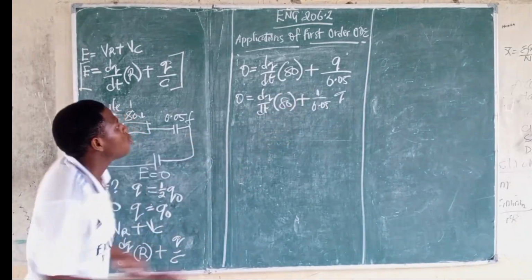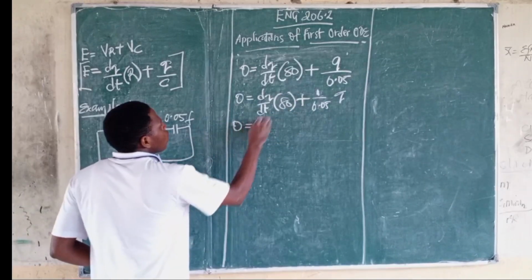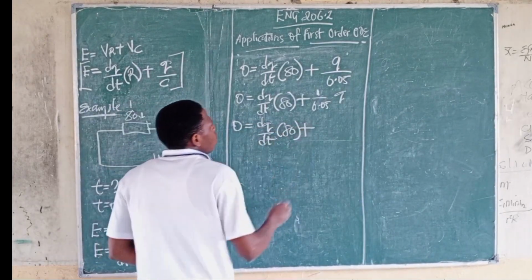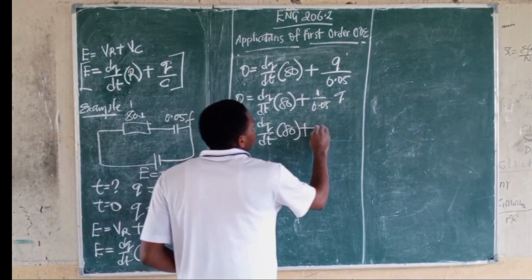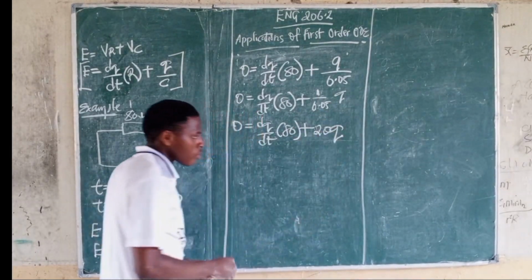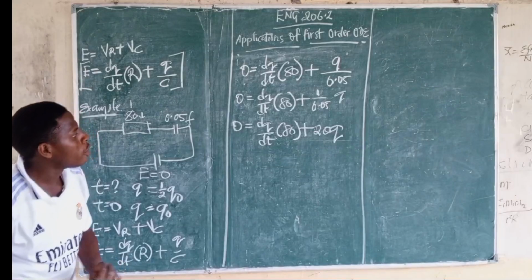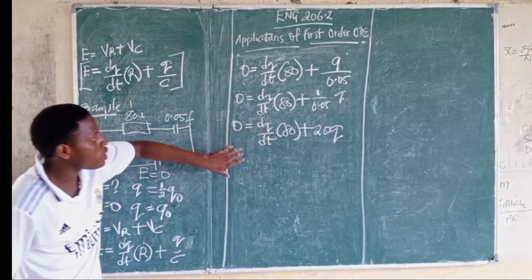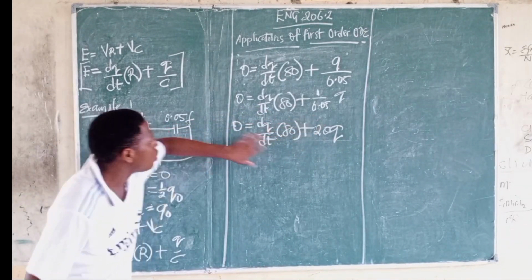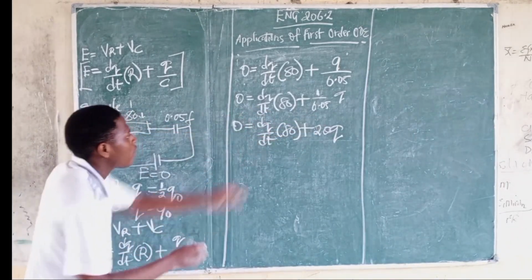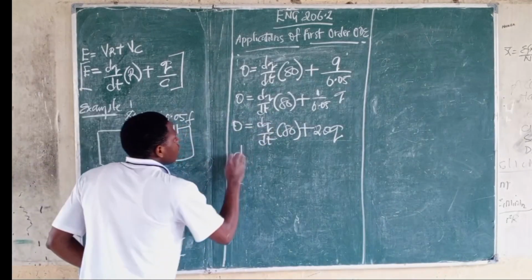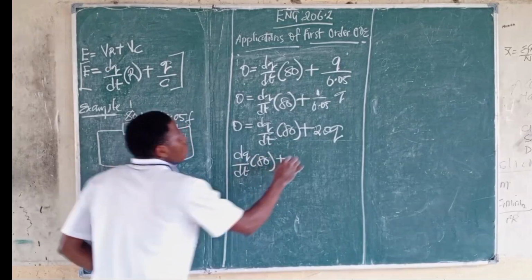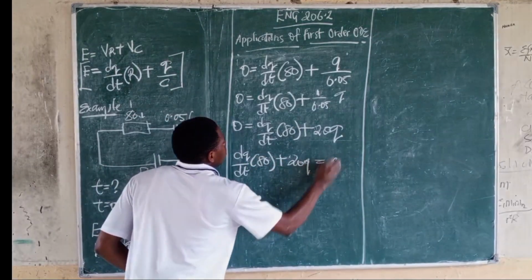If you punch this, you will simply have 0 is equal to dQ over dt bracket 80 plus, 1 over 0.05 is 20 Q. You can rewrite your equation where your dQ over dt will stand first, your 20Q, and your equal to sign. So if you rewrite this equation, you will have dQ over dt bracket 80 plus 20Q equals to 0.